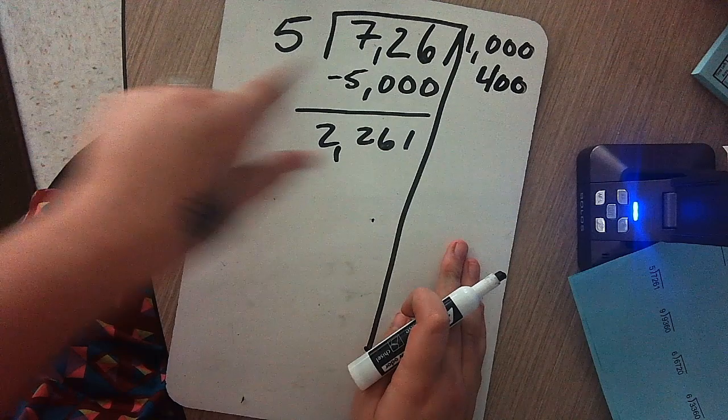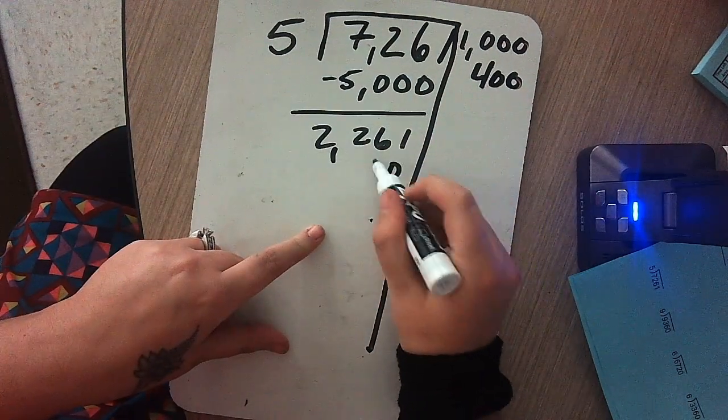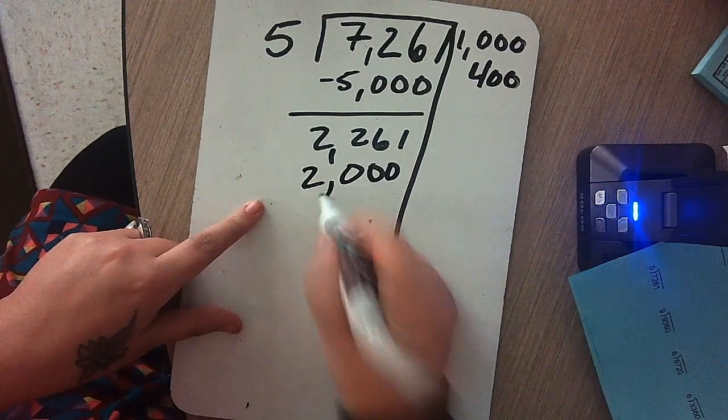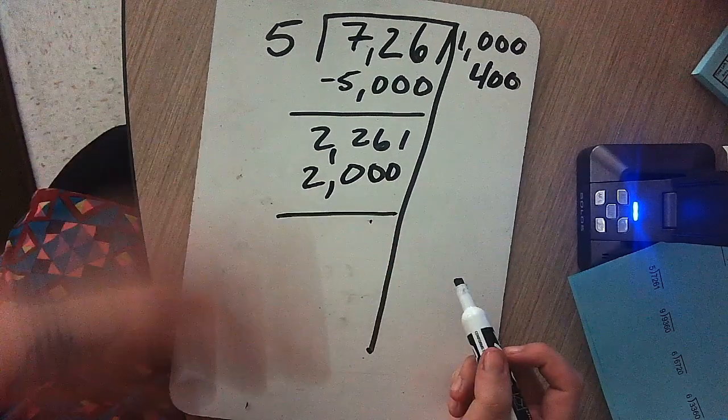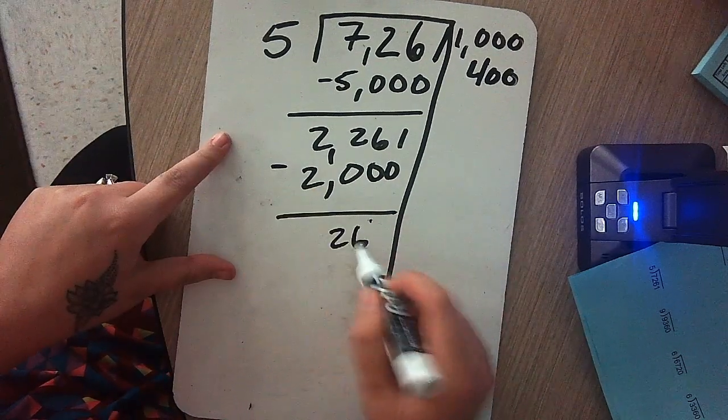So 5 times 4 is 20. And what I tell students to do is take the amount of zeros you have and put them here, and then put the other piece of the number. So you are making sure that you're lining up the place values correctly. So then that leaves us with 261.